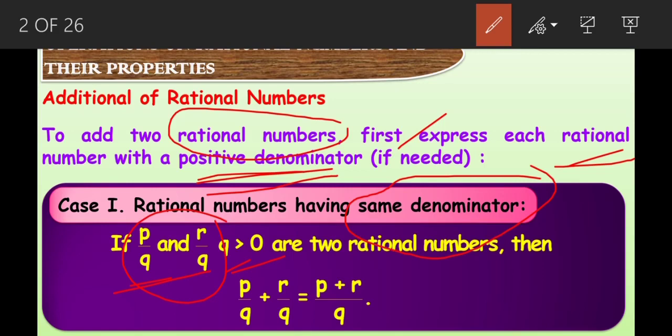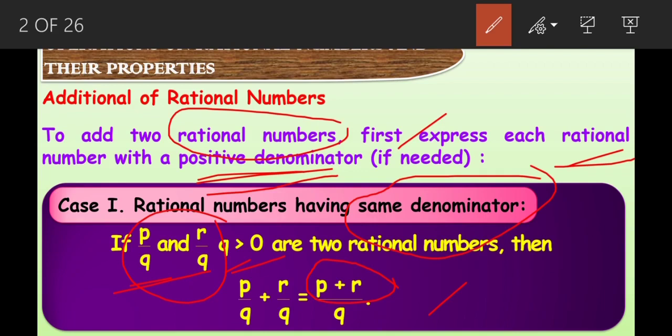So then how to add them? We can directly add the numerator parts P and R. We can write P plus R by Q. Like that, directly we can add, when the rational numbers are having the same denominator. This is case 1. This is first case.